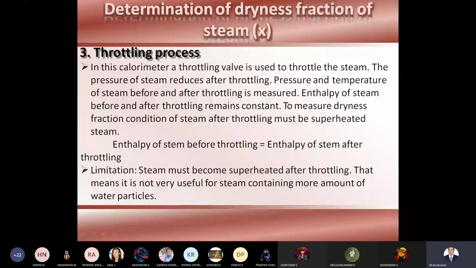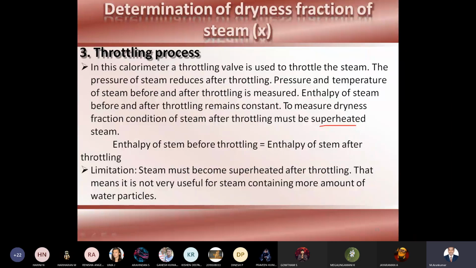To measure dryness fraction, the condition of steam after throttling must be superheated steam. So if you want to find the dryness fraction in this throttling process, the steam after the throttling process should be superheated. The enthalpy of the steam before throttling will be equal to the enthalpy of the steam after throttling. We also have this limitation here: steam must become superheated after throttling, right? Only in that case can we use the throttling calorimeter.